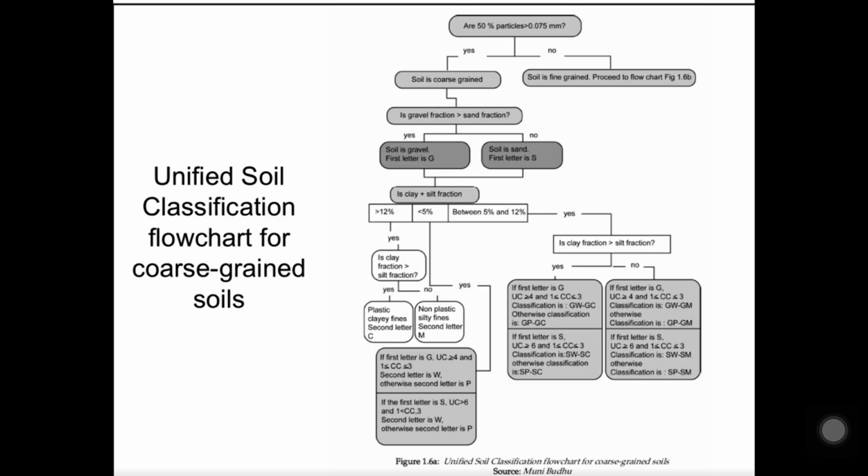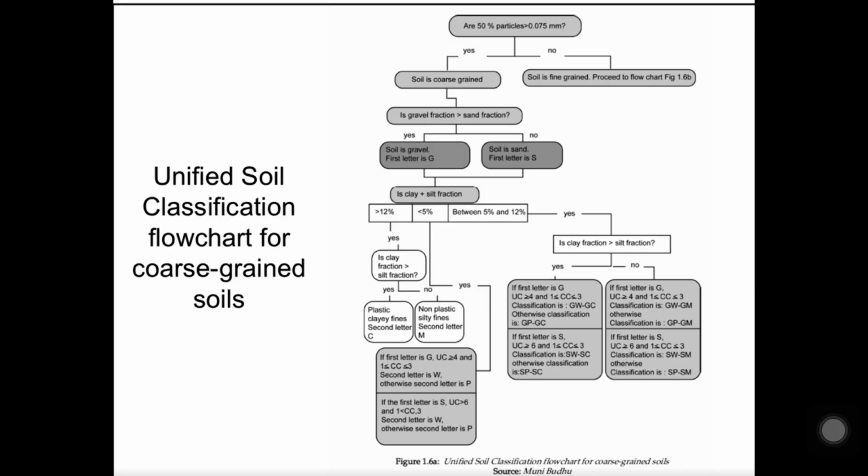If more than 50% of the particles in the soil are larger than 0.075 mm, then we classify the soil as coarse-grained. For soil with more than 50% fine particles, we use a different flow chart. Once we know the soil is coarse-grained, the next step is to determine if it is gravel or sand.